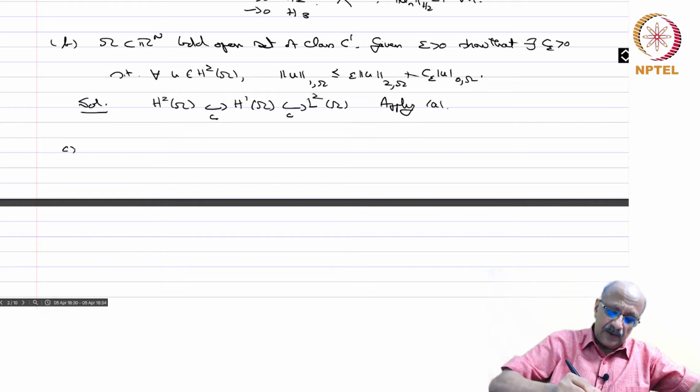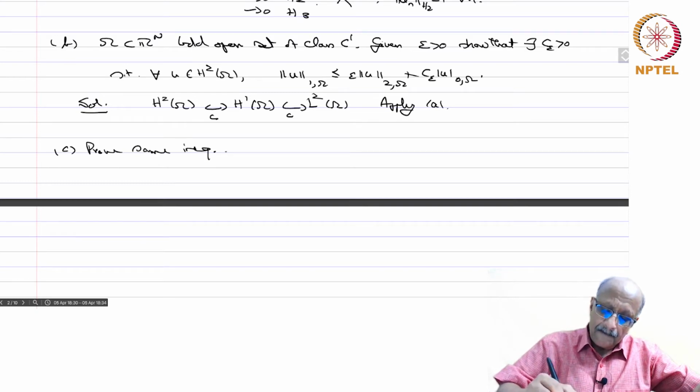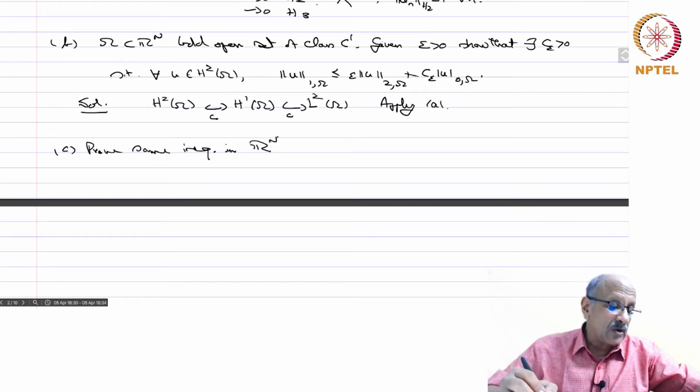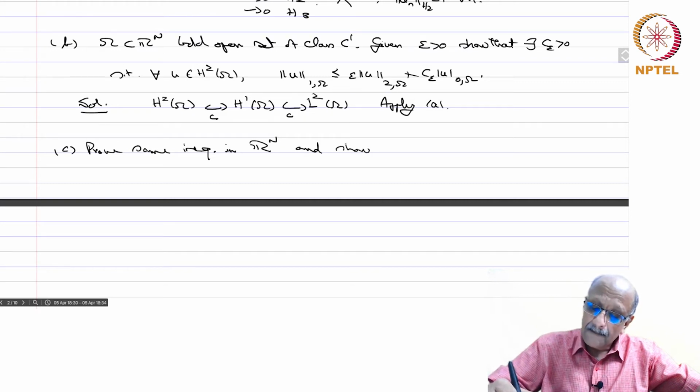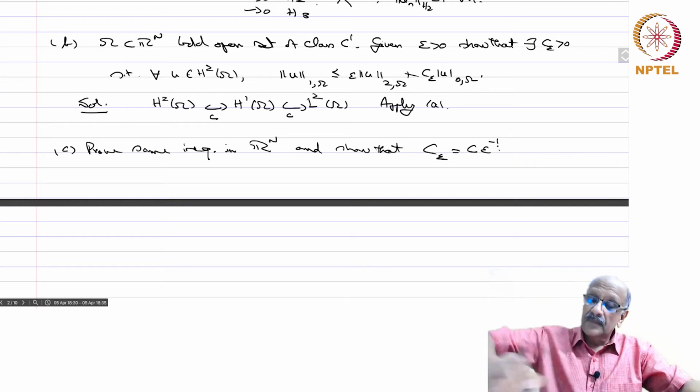Then C, prove the same inequality in R n. So now no longer you can use the previous theorem because you do not have compact inclusions, and show that C epsilon can be taken as C times epsilon to the power minus 1. Okay.